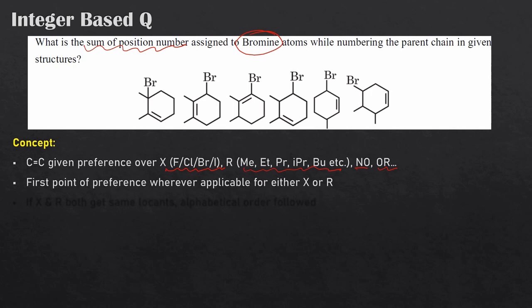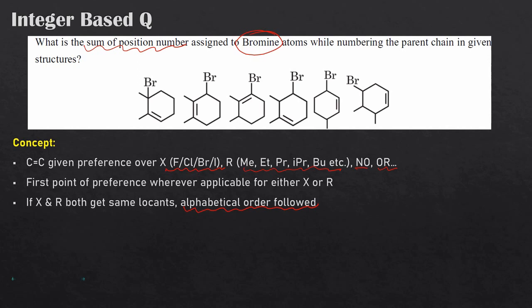Sometimes it will happen that there is no first point of preference, like either halogen or alkyl group are coming at the same lower locant values. Under those conditions, we will be going by alphabetical order, irrespective of whether it is halogen or alkyl. So if we follow these 3 points, the names of these compounds are going to be as follows. For the first compound, numbering starts from the double bond, carbon number 1, carbon number 2, and so this comes as carbon number 6. So we keep the 6 locant value for the first compound.